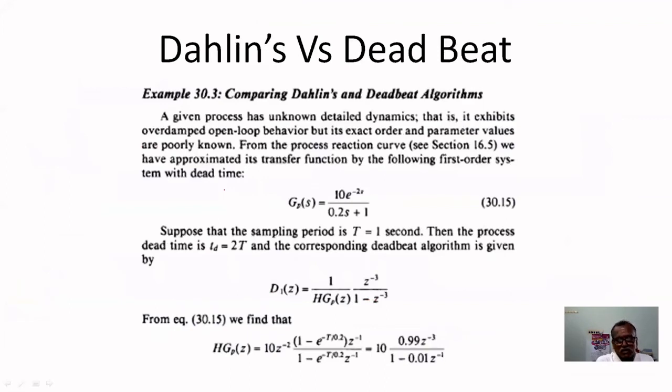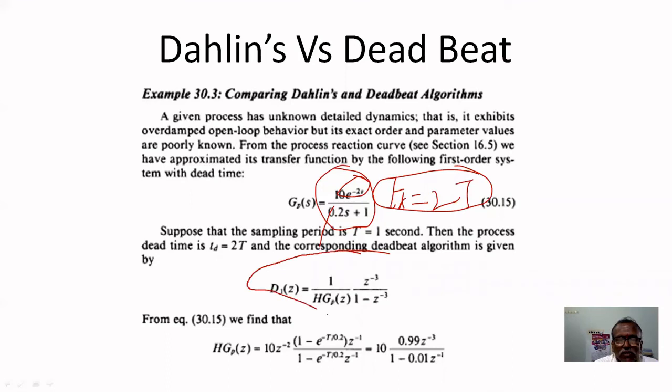Let us compare Dhalin's and deadbeat algorithm. We have a system with a dead time of two sampling periods, that is td equal to 2T. For that system we design a deadbeat controller. The deadbeat controller is 1 by HGP of z times z power minus 3 over 1 minus z power minus 3. This is the deadbeat algorithm controller.